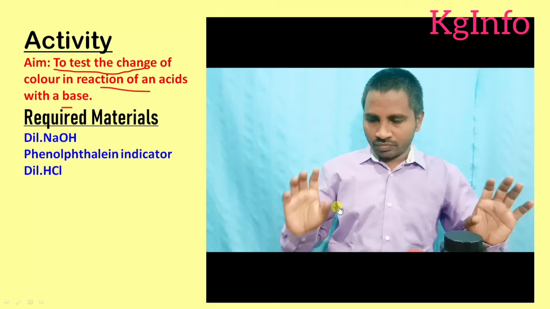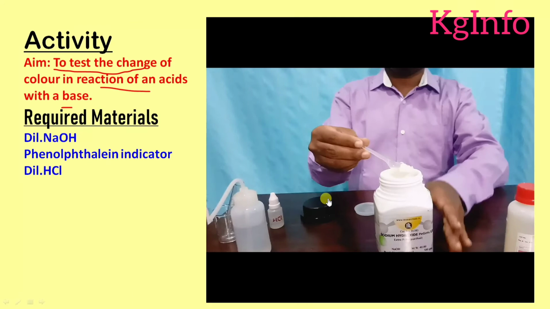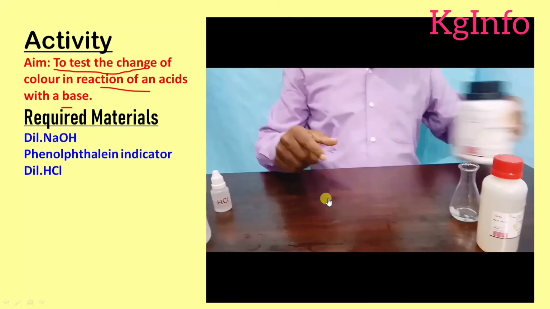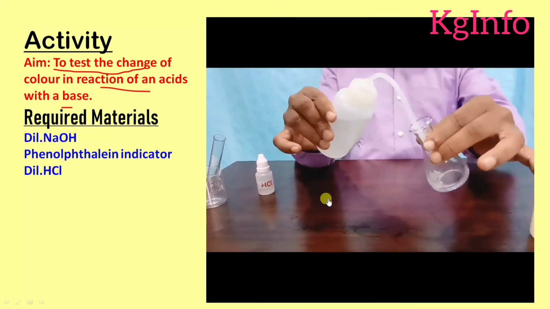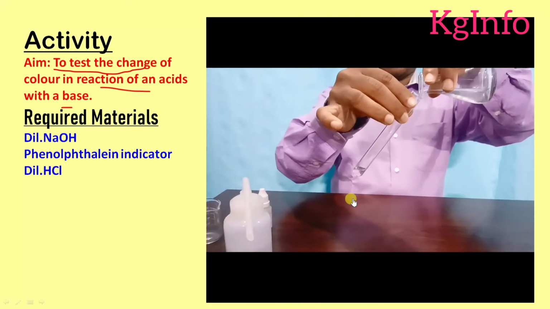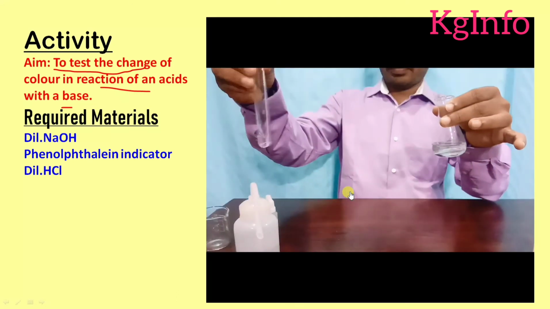Children, now we prepare the dilute sodium hydroxide solution. These are sodium hydroxide pellets. We take some pellets into a conical flask, add some water to this conical flask and dilute it. First of all, take 2 ml of dilute sodium hydroxide solution in a test tube. We have taken 2 milliliters of dilute sodium hydroxide in this test tube.